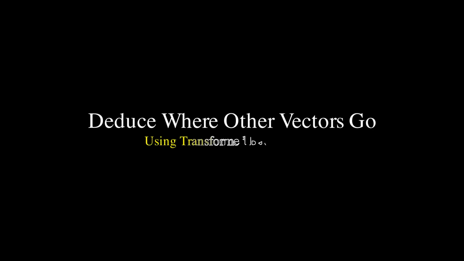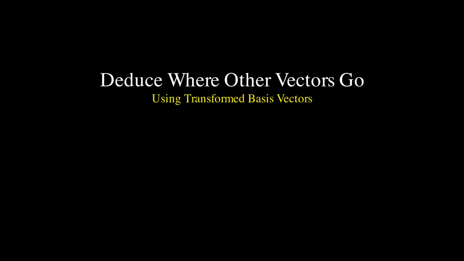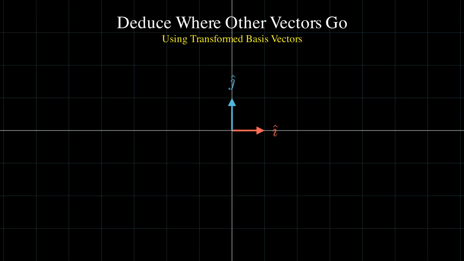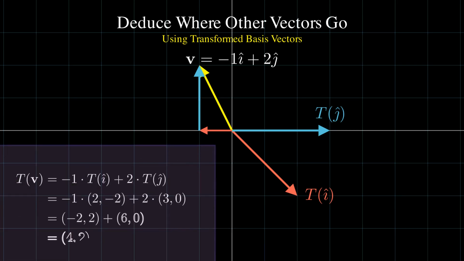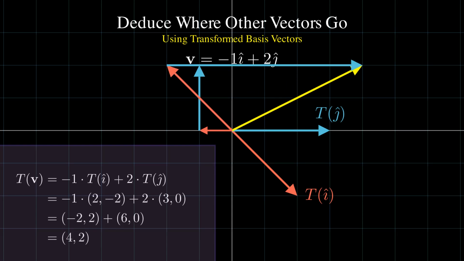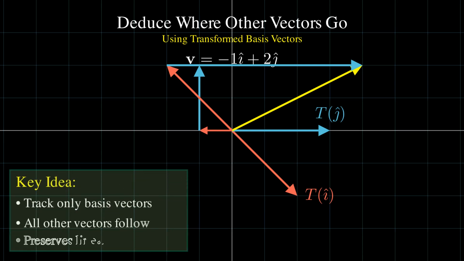Now that we know where i hat and j hat land after the transformation, here's the beautiful part. We can figure out where any other vector goes. Any vector is a combination of i hat and j hat. For instance, let v be -1 i hat plus 2 j hat. After the transformation, v goes to -1 times where i hat lands, plus 2 times where j hat lands. Same linear combination, but now using the transformed basis vectors. This preserves the structure of space, linear combinations before and after match.